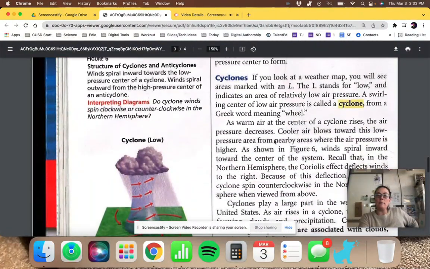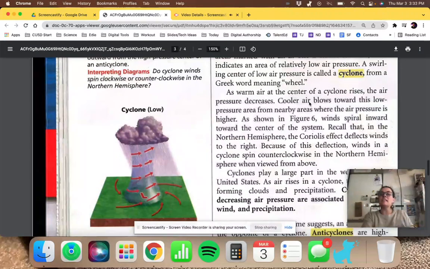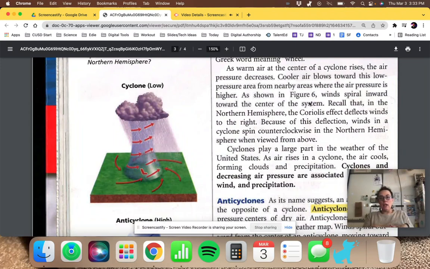If you look at a weather map and you see areas marked with an L, and we've been looking at the pressure, like we know when the pressure is dropping, less preferred weather is coming. The L stands for low and indicates an area of relatively low air pressure, meaning you're going to have warmer air rising, right? A swirling center of low air pressure is called a cyclone, from the Greek word meaning wheel. As the warm air at the center of the cyclone rises, the air pressure decreases. Cooler air blows towards this low pressure area from nearby areas where the pressure is higher. So you get this cooler air feeding this warm air cyclone going up.